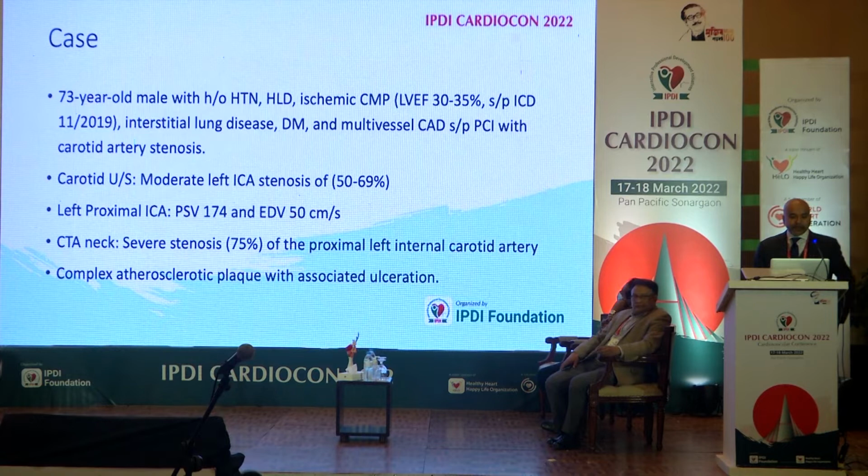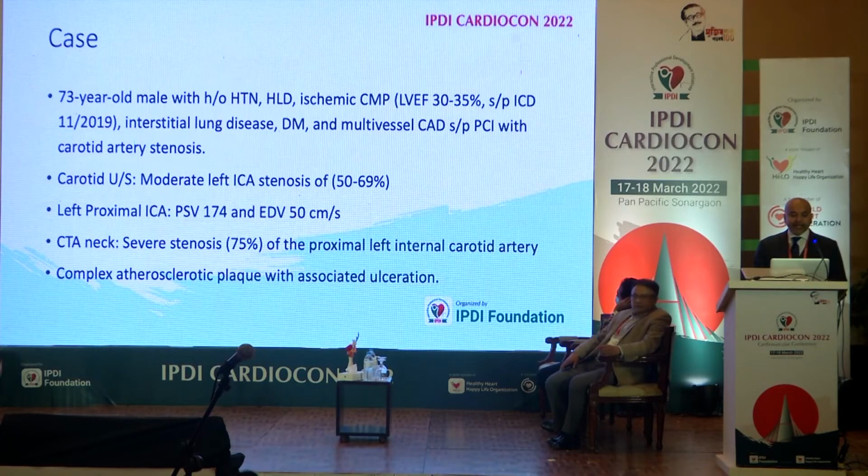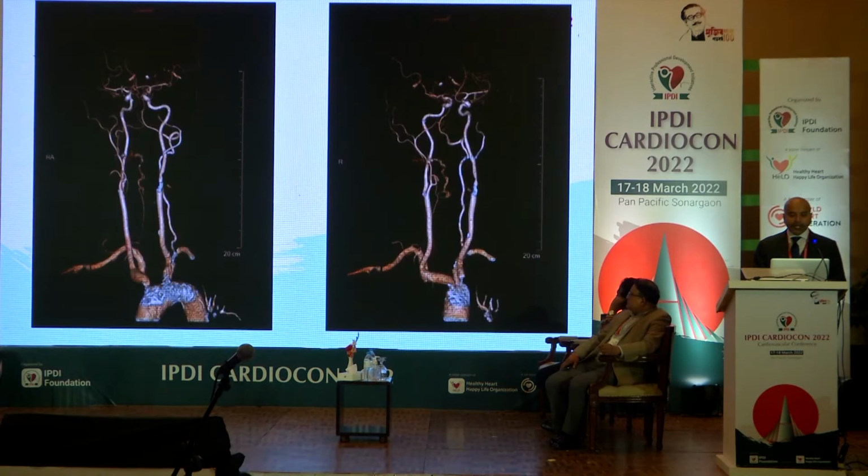This is a 73-year-old male with history of hypertension, hyperlipidemia, ischemic cardiomyopathy, EF of 30 to 35%, lung disease, diabetes, multivessel coronary disease, had PCI already, now presenting with carotid stenosis. Ultrasound only revealed moderate left ICA stenosis of 50 to 69%, with a peak systolic velocity in the proximal ICA of 174 and diastolic velocity of 50, but the CTA of the neck reveals severe stenosis at 75% of the proximal left internal carotid artery and complex atherosclerotic plaque with ulceration.